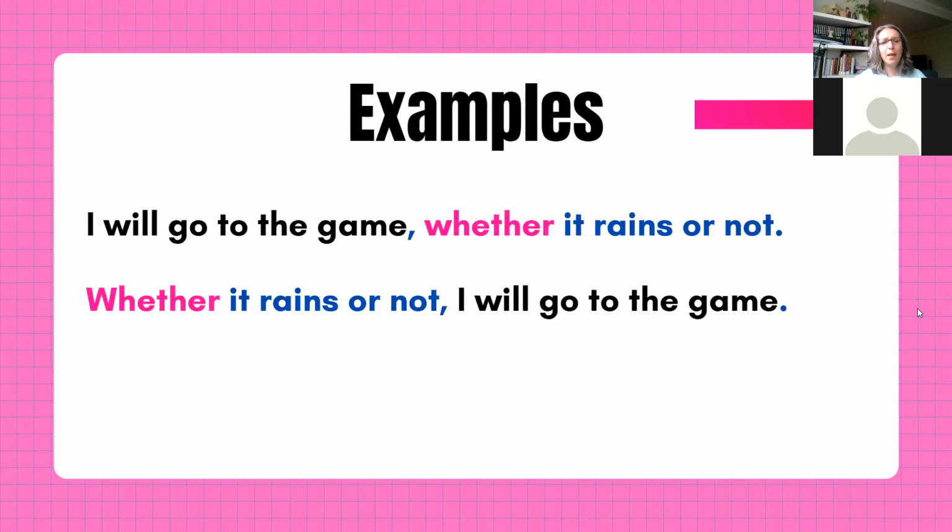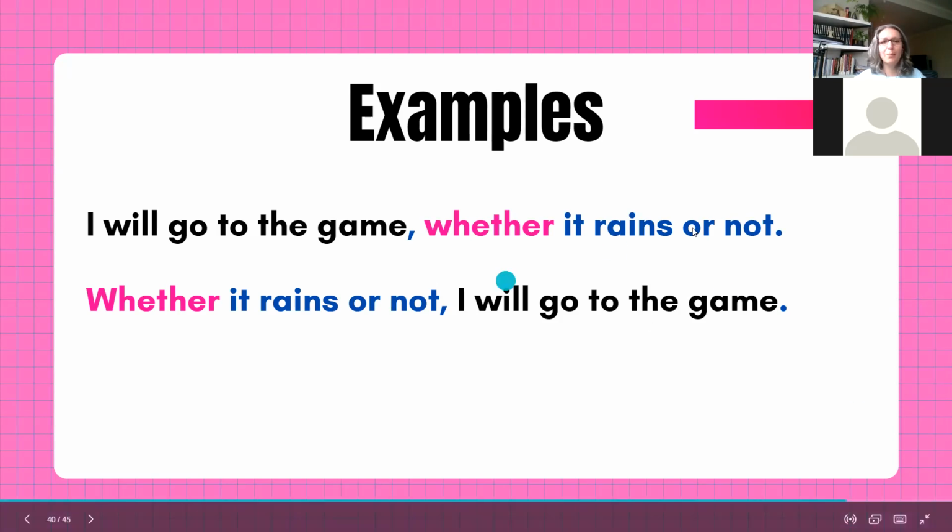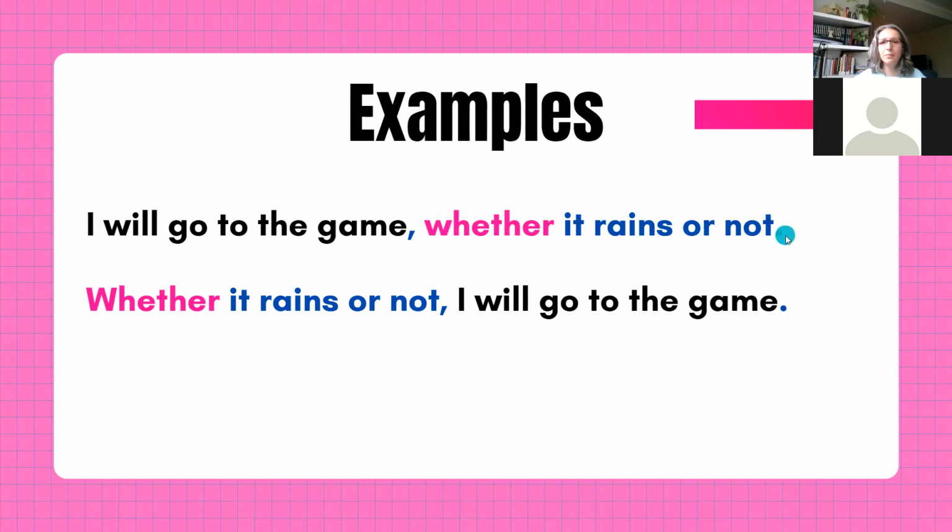Some example: I will go to the game whether it rains or not. And here's the example that I was trying to give. We can take the whole thing and swap them around. Whether it rains or not, I will go to the game. It doesn't change the meaning. It just changes the position and the order, but we know whether it rains or not is your subordinating clause. So I will go to the game is the independent clause.